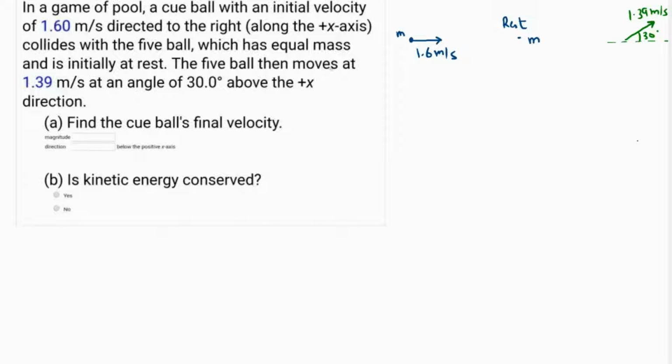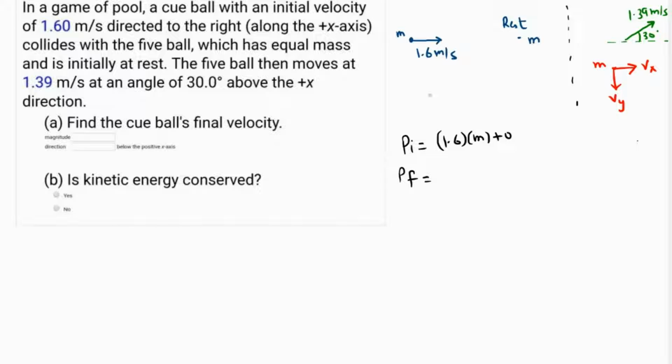So we need to find the cue ball's final velocity along with magnitude and direction, and whether the kinetic energy is conserved. So let's say the cue ball is actually moving at some velocity vx towards the x direction and some velocity vy towards the minus y direction, and this is the mass m. Okay, since the momentum is conserved, the initial momentum is going to be 1.6 times m plus 0 because the 5 ball was at rest.